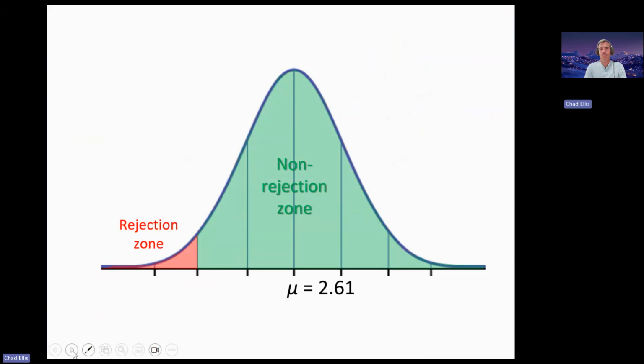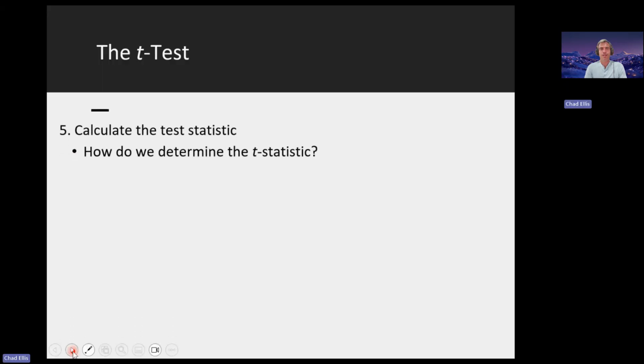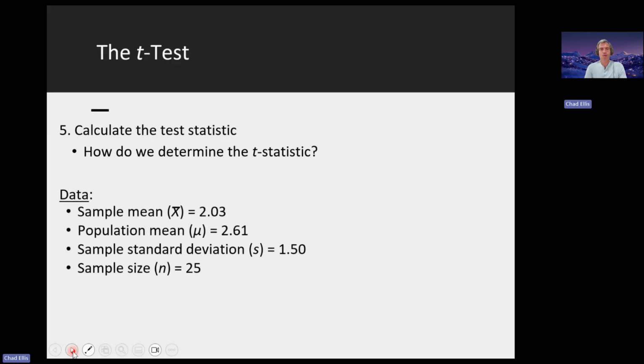Our population mean for Canada is 2.61 people per household. Our sample for Marengo is 2.03. Now the real question is, is that sample mean going to land within the non-rejection zone or within the rejection zone? To determine that, we have to calculate the test stat. So how do we determine the t-stat in this case? Well, there's our data. We need our sample mean, our population mean, our sample standard deviation, and our sample size.